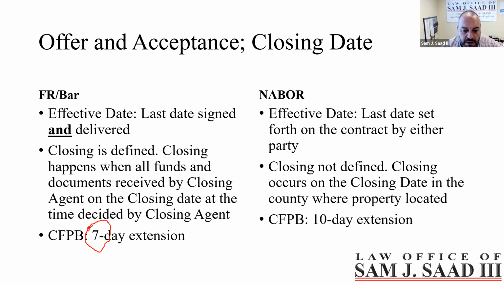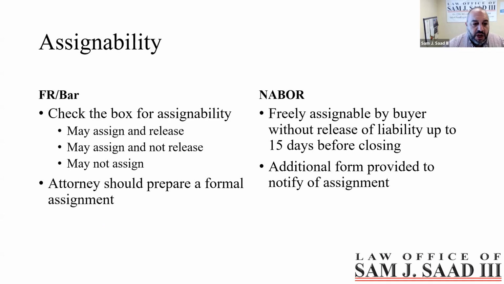Assignability. Let's talk about that. So assignability is kind of a big deal for the buyer, because if you're going to put the property into a trust, or if you're putting the property into an LLC, you're going to want to make sure that you can do that, even if the LLC or the trust or the land trust, whatever vehicle you're going to use, is not ready in time for closing. So the FAR/BAR contract has a checkbox for assignability, and it has 3 choices. The buyer could assign the contract and be released.